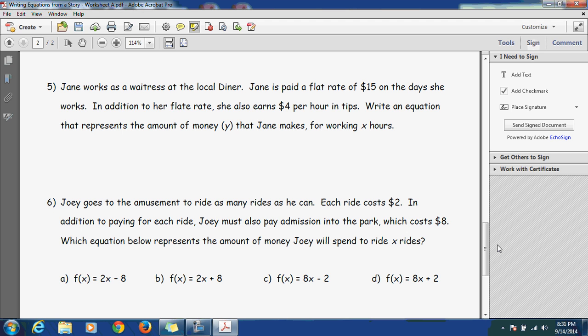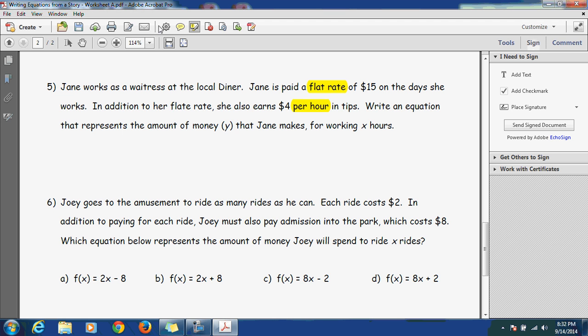So here's another example. Jane works as a waitress at the local diner. Jane is paid a flat rate. There's a key word right there. A flat rate of $15 on the days she works. In addition to her flat rate, she also earns $4 per hour in tips. Write an equation that represents the amount of money y that Jane makes for working x hours.